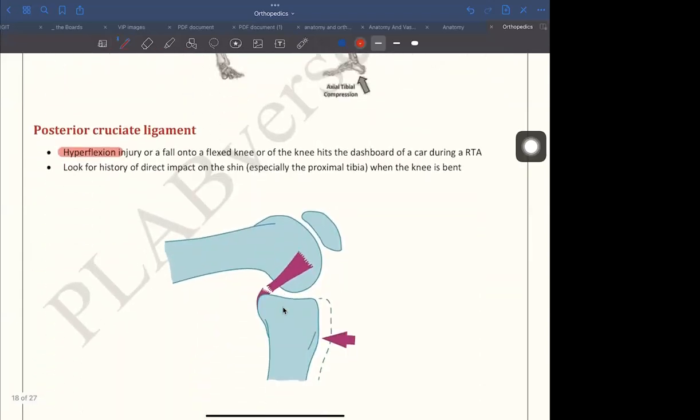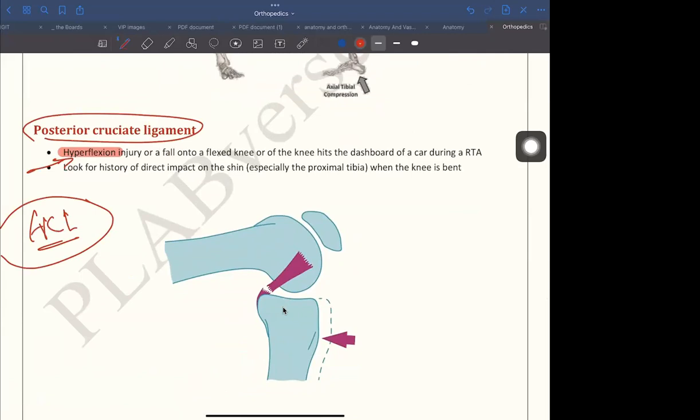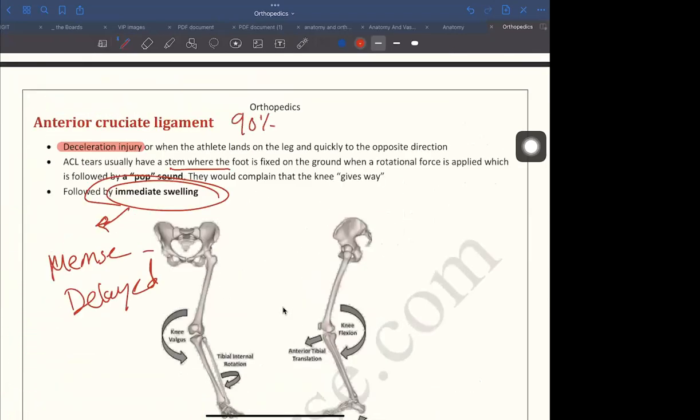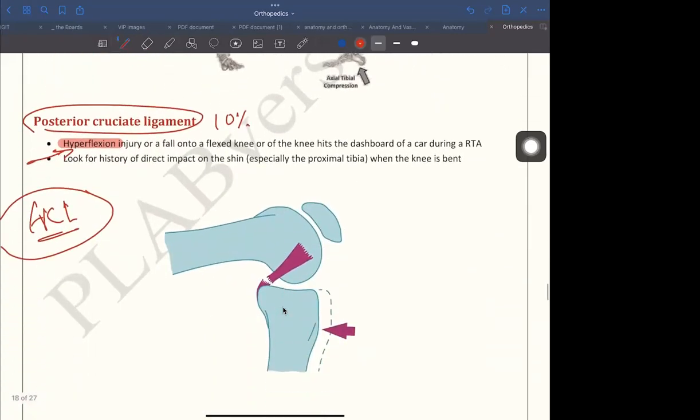So again, differentiate. PCL is hyperflexion. What about ACL? It's basically hyperextension, or you can't really get hyperextension, so basically it's an extension injury. Okay, so PCL is hyperflexion. But again, this is 10%. ACL is 90% of the injuries. Medial meniscus is 90%. Lateral meniscus is 10%.